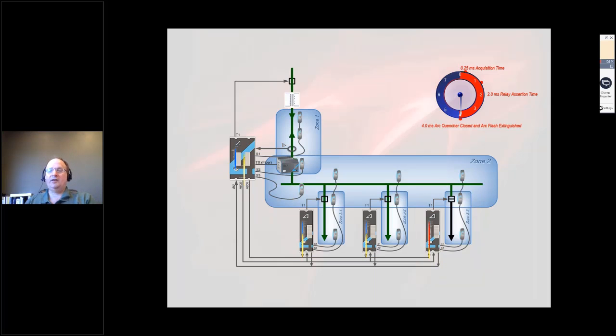And at the 4 millisecond mark, the arc quencher is closed and the arc flash is extinguished. So in this particular case with an arc quencher system, we can see that the arc quencher cleared the fault. We only opened the last breaker, right? And now we have to clear the source of the fault. The arc quencher and the main can now be reset.